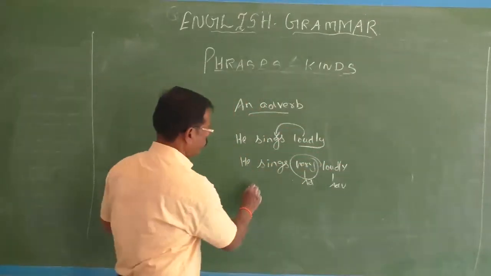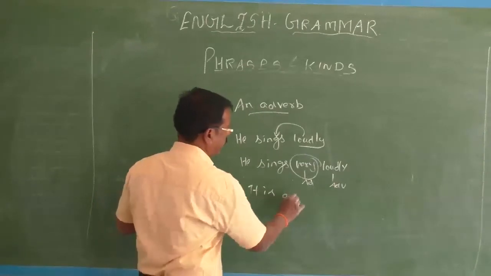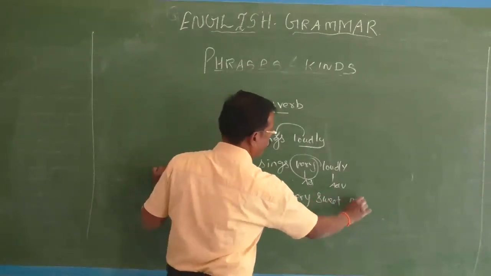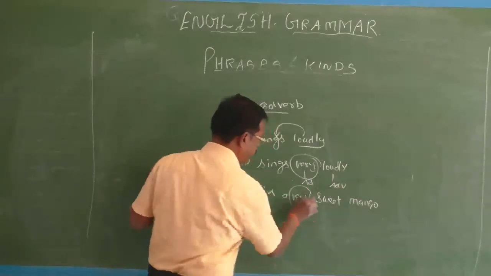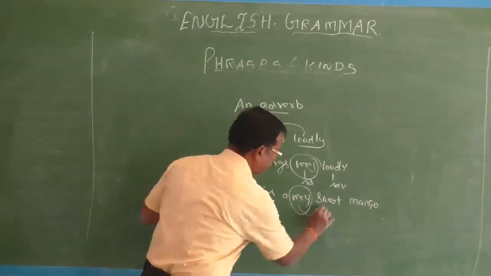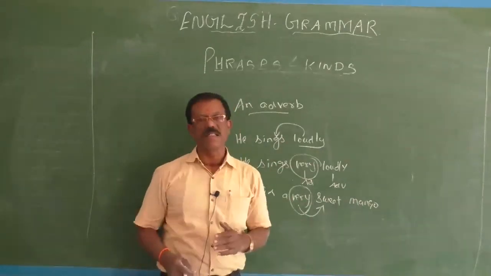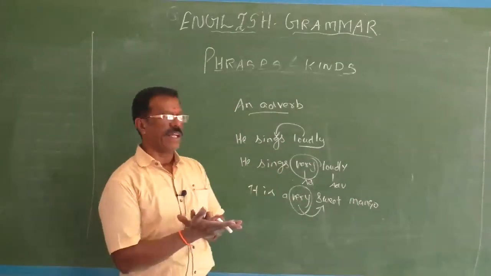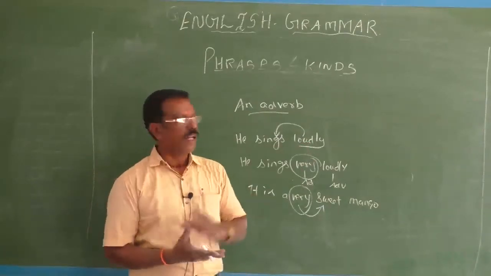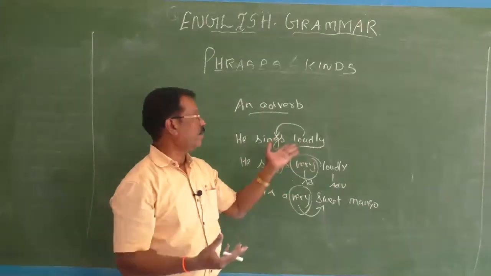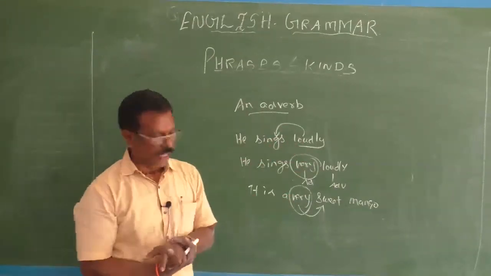Okay. So it is a very sweet mango. Here very is an adverb. It describes the adjective sweet. Okay, from these three examples, what can you understand? She sings loudly. Loudly is an adverb. It describes or modifies the meaning of a verb. Therefore, it is an adverb.